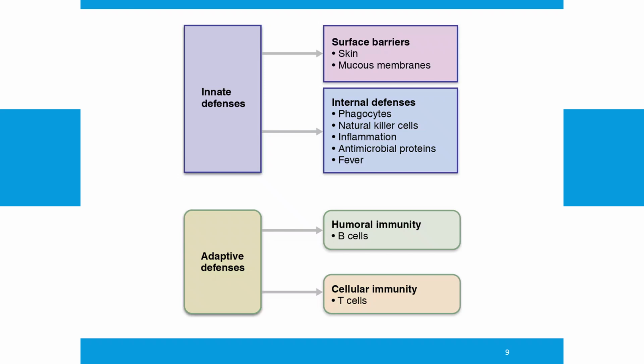Okay. Down below you see the adaptive defenses. That's something that we're going to spend time talking about in the next video, where we have humoral immunity and we cover B cells, and then cellular immunity where we cover our T cells.